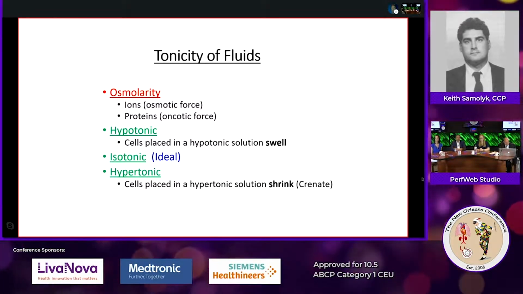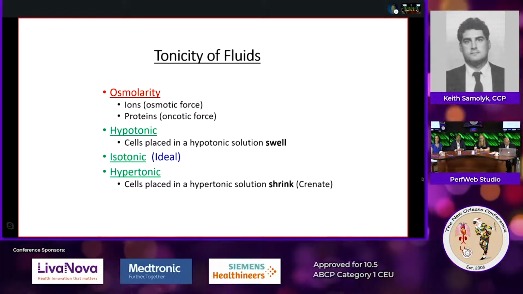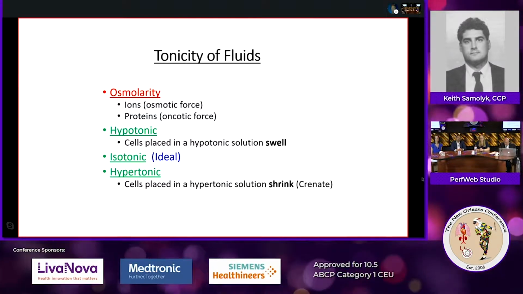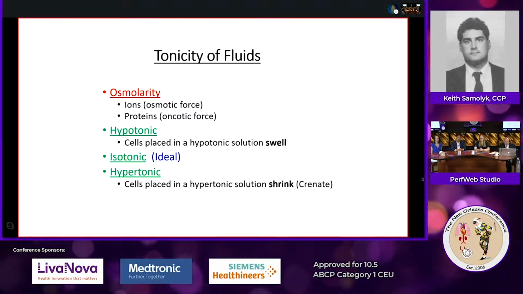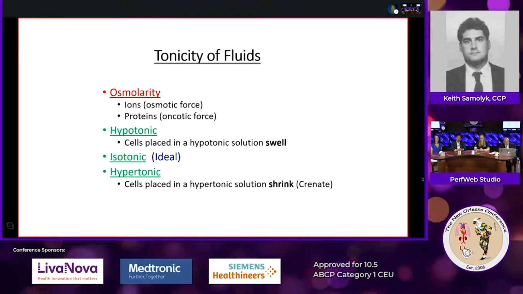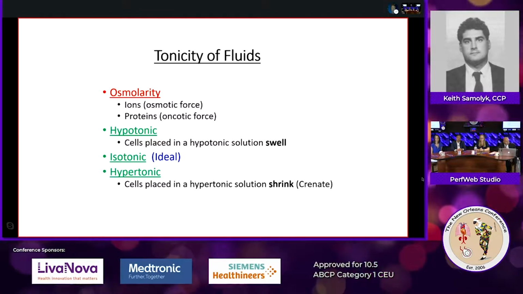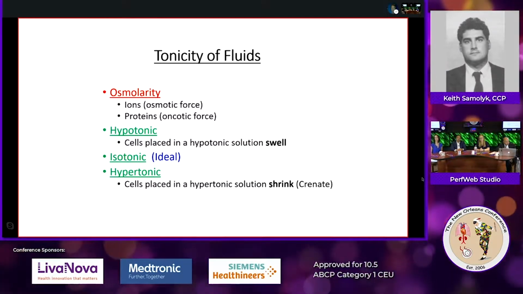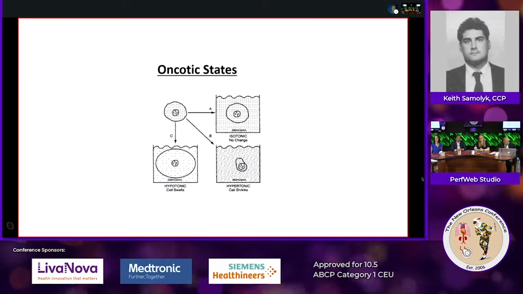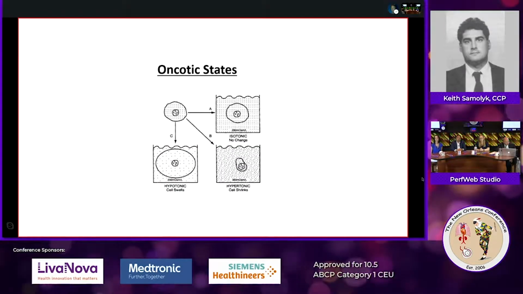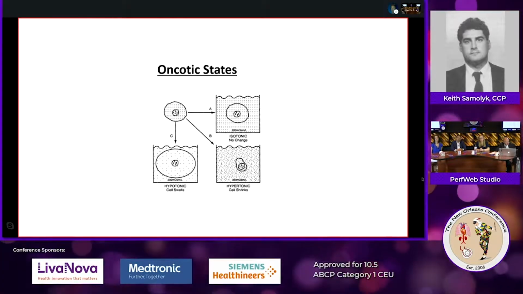And of course, you have the tonicity of fluids. So you have the osmolarity, where the ions are the osmotic force and the proteins are the oncotic force. Cells placed in a hypotonic solution swell. Isotonic, which is ideal. And then hypertonic: cells that are placed in a hypertonic solution shrink, or crenate. This is just a representation of that. You want to be isotonic, not hypertonic or hypotonic.